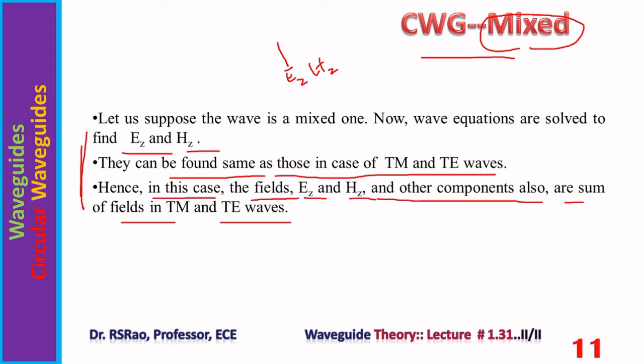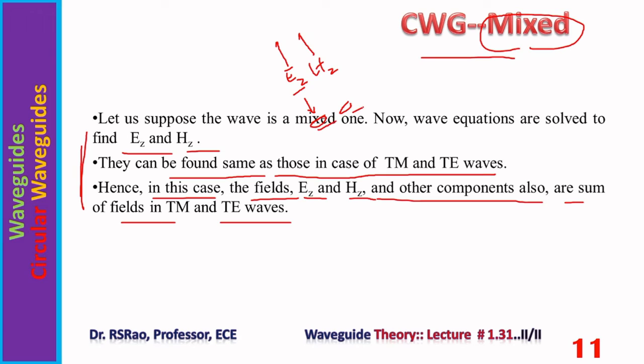Ez is solved using the wave equation, and Hz is solved using the wave equation involving Hz. In fact, we have solved Ez with the wave equation in case of TM wave, and we got a certain solution. If we solve the wave equation in Ez here also, we will get the same solution. Same is the case with Hz also. If we solve the wave equation to find Hz in the present mixed case, we get a solution which is the same as the solution which we got in case of TE wave.